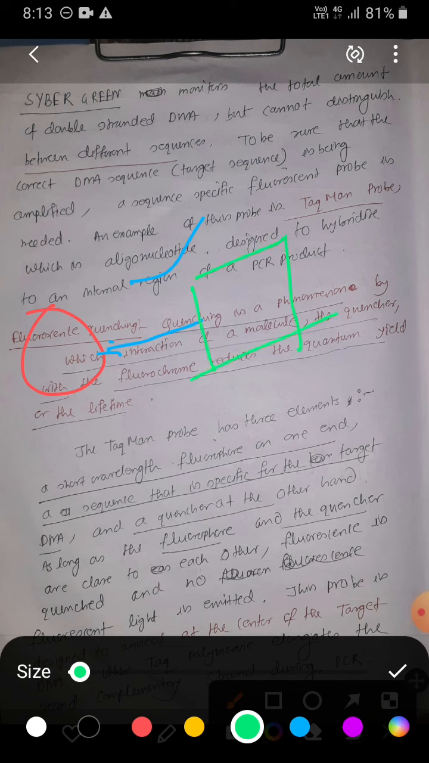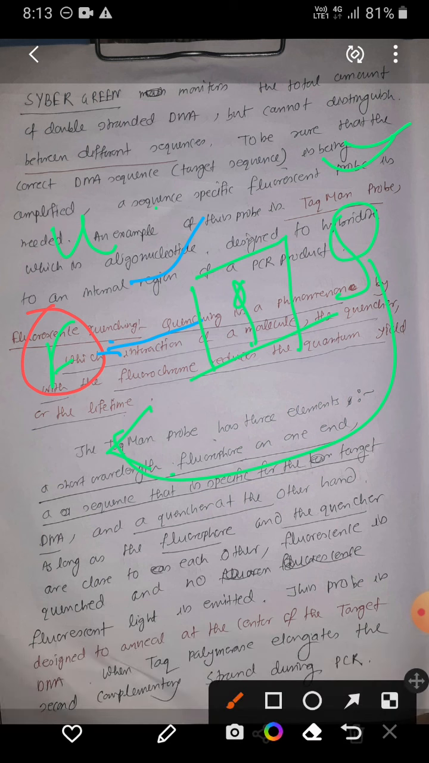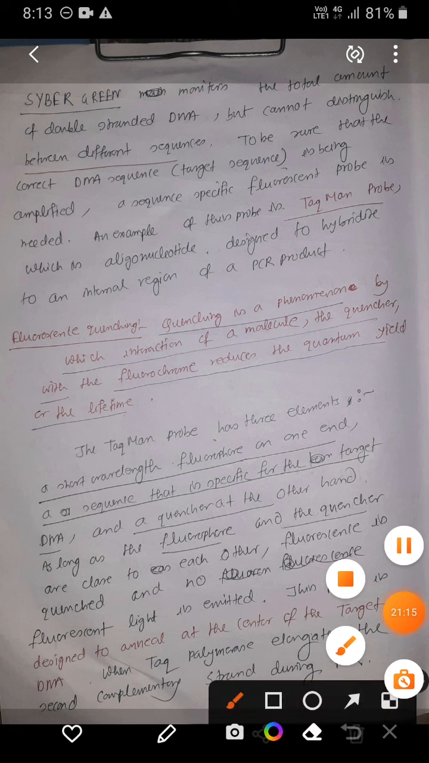According to the definition of quenching, the interaction between the quencher and the fluorescent or fluorochrome reduces the quantum yield or the lifetime. That means in the presence of the quencher, the fluorochrome cannot fluoresce, and that is the phenomenon that is used by the TaqMan probe. So this TaqMan probe is designed to anneal at the center of the target DNA.